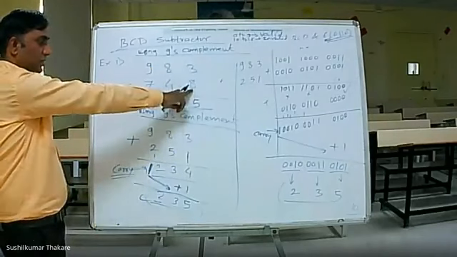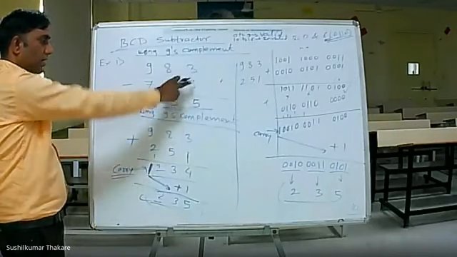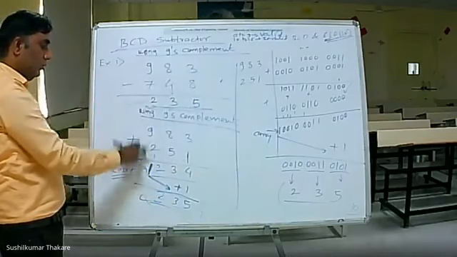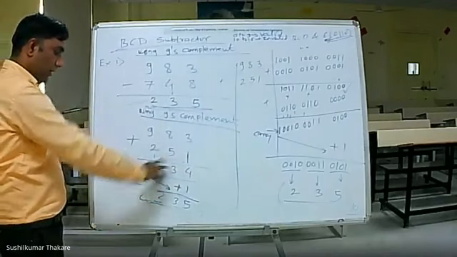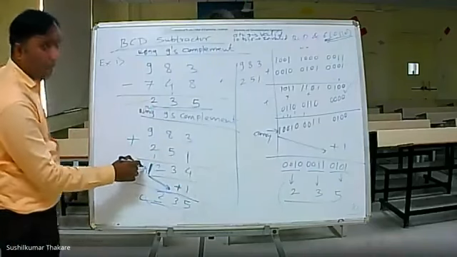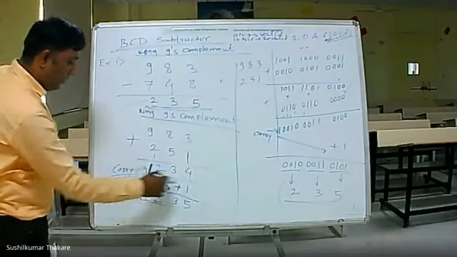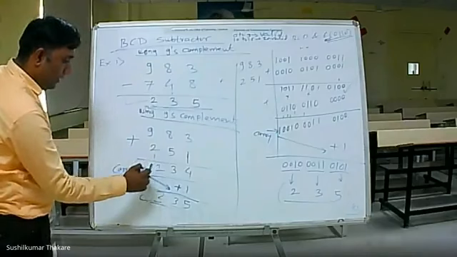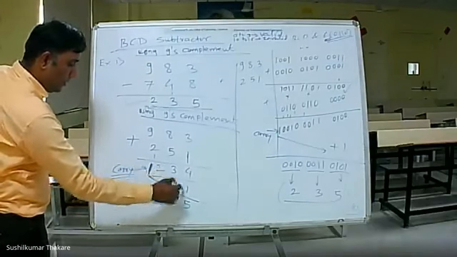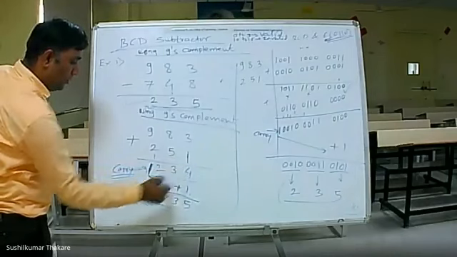Subtract each digit from 9. 9 minus 7 is 2. 9 minus 4 is 5. 9 minus 8 is 1. So the addition of both gives 1, 2, 3, 5. The last digit is the carry. It will be transferred and added to this number. So plus 1: 2, 3, 4 plus 1 is 2, 3, 5.